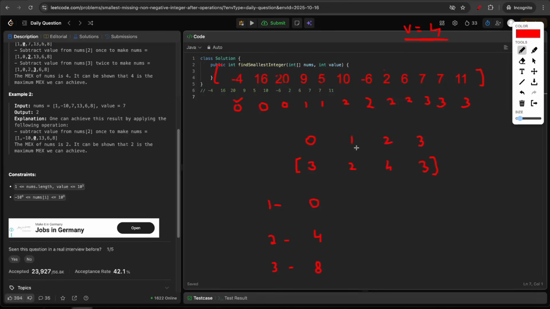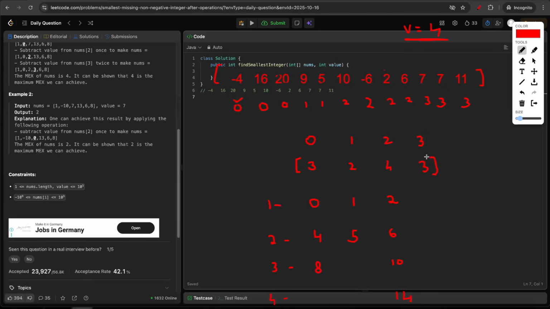Now coming to the 1, we have 2 ones. So with the first one, we can form 1. With the second one, we can form 1 plus 4, which is 5. Now with 2, you can form 2 with the first 2. With the second 2, you can form 6. With the third 2, you can form 10. With the fourth 2, you can form 14.